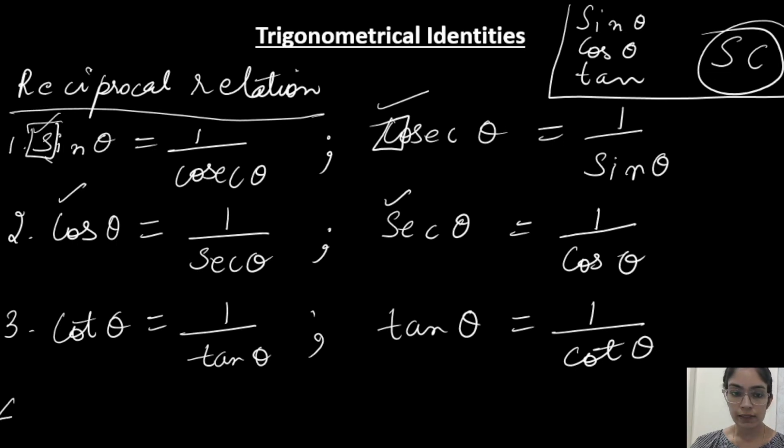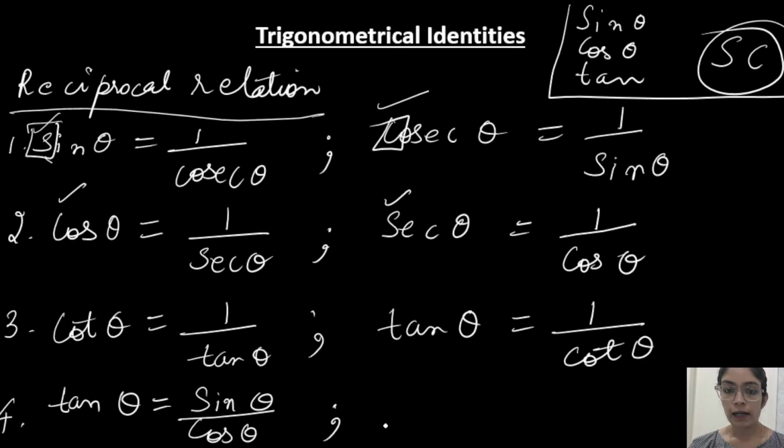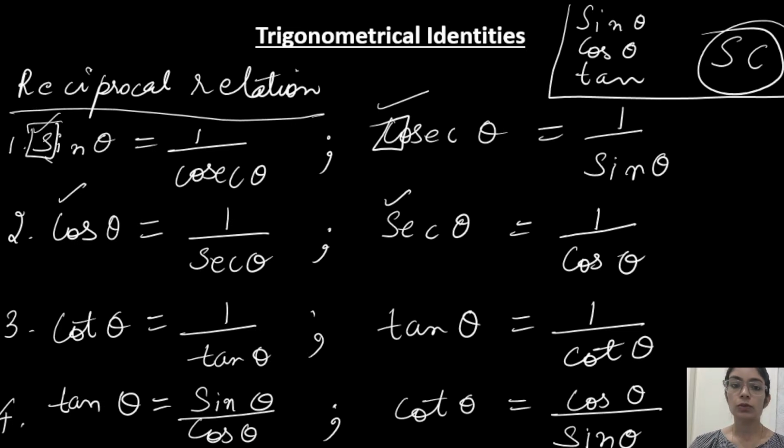Now in reciprocal relation itself, the fourth relation is only for tan and cot. So tan theta can also be expressed in the form of sine and cos. So tan theta is equal to sine theta by cos theta. And cot theta, since it's a reciprocal of tan, can be expressed as cos theta by sin theta. So these relations are known as reciprocal relations. These are very useful when we are doing the questions. You can make a note of the relations, or as of now if you want you can take a screenshot of this one.